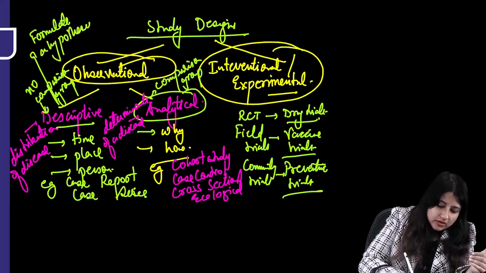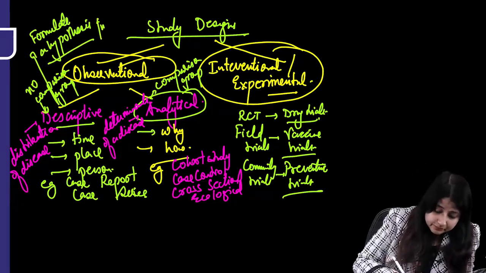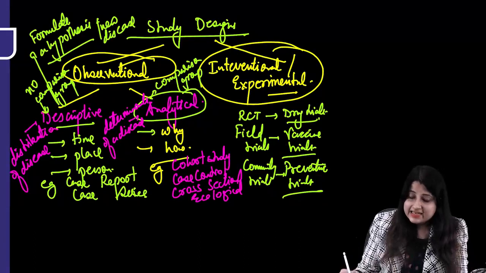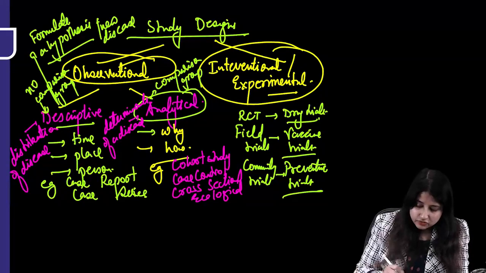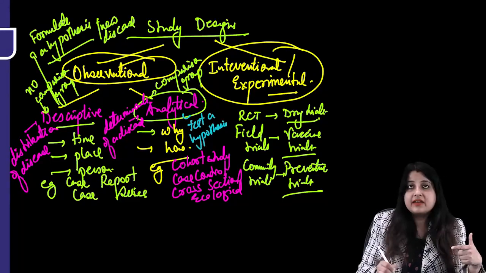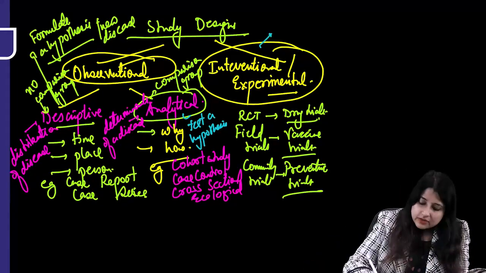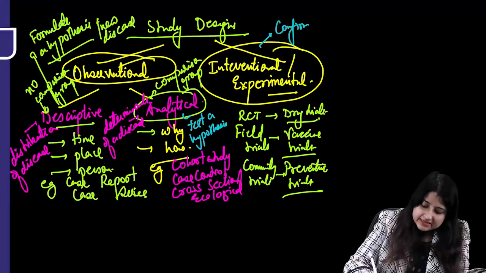When nothing is known, we do a descriptive study design, when it's a new disease. Then analytical study design is helping us do what? This helps us test a hypothesis. Test means how will you test? You will compare those who suffered from the disease versus those who did not. And then interventional or experimental is helping us confirm a hypothesis.